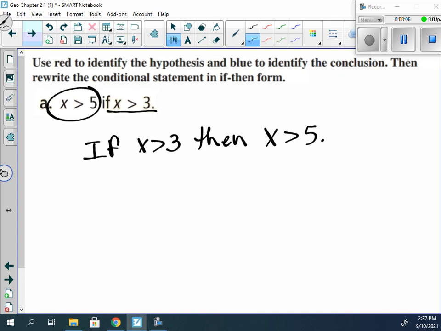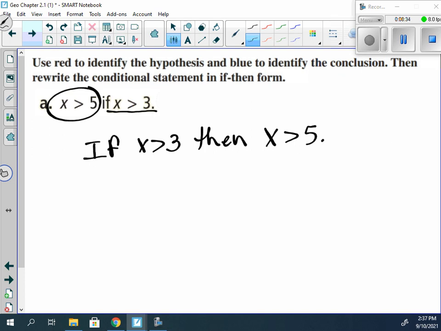It would make more sense the other way, but this is how it's set up. Because if x is greater than 3, then it could still be 4. So it's not necessarily true for every number, but it is how this is set up. I'd rather have it the other way, because it would be true always the other way.